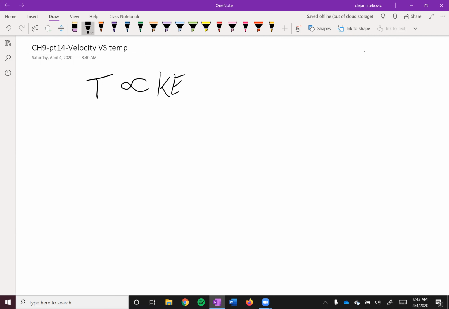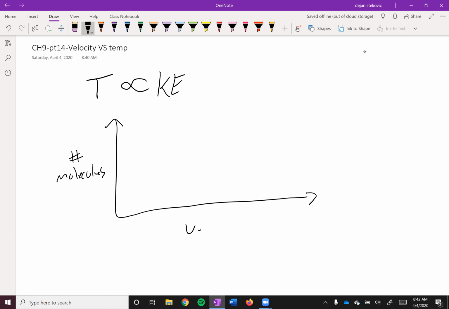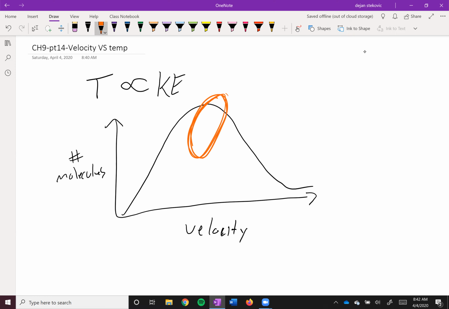All right, guys, so last time we said that temperature is proportional to kinetic energy, and then we drew one of these plots where we have number of molecules, or sometimes you'll see fraction of molecules, and then here you'll see velocity, and the plot looks something like this. So at one temperature, most molecules are moving this speed, some are moving slower, and some are moving faster. And remember, kinetic energy was equal to mass times velocity squared.